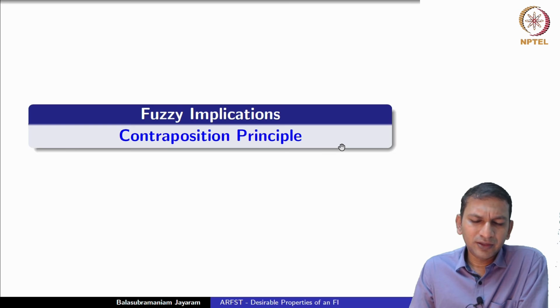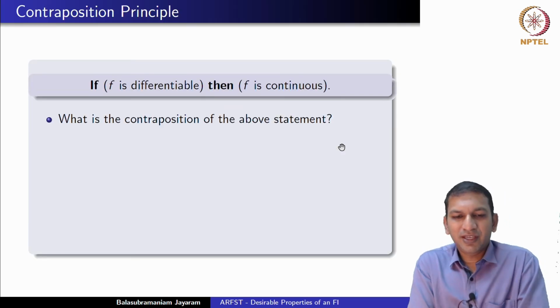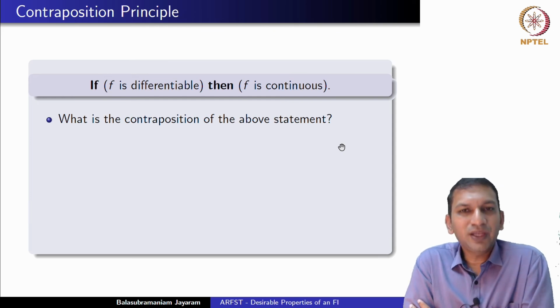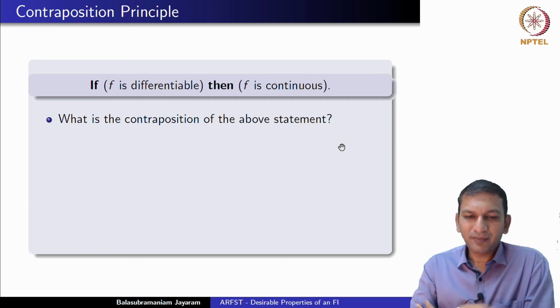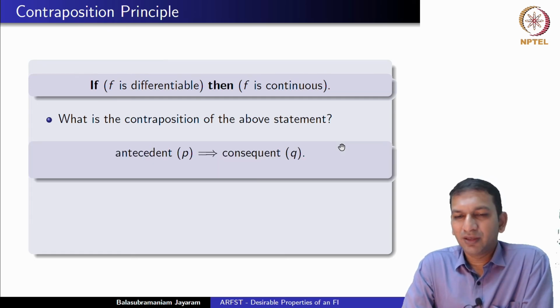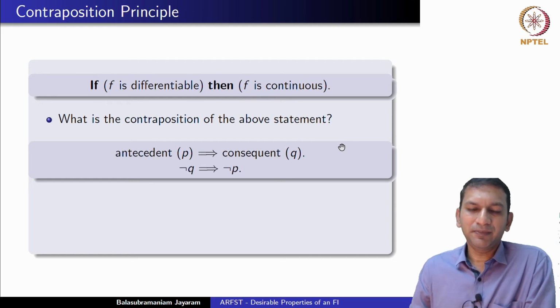And let's talk about the contraposition principle. Once again, let's go back to this conditional statement. If f is differentiable, then f is continuous. We can ask the question, what is the contraposition of the above statement? So we know that you can look at it as P implies Q. So the contraposition is nothing but negation Q implies negation P.